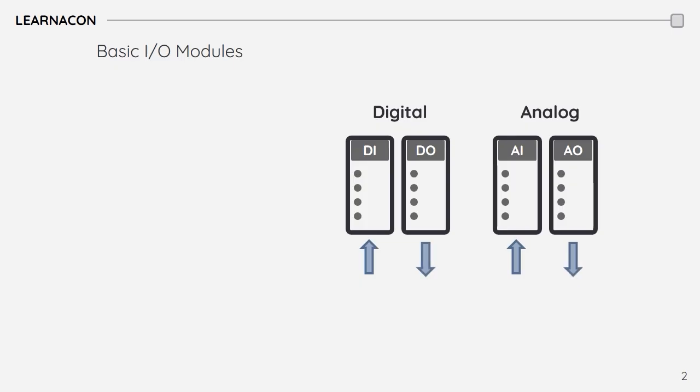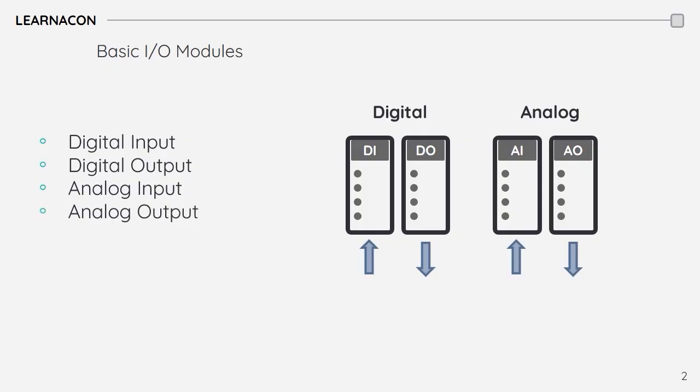So in total, most of the time, you deal with the following 4 types of electronic modules to process or generate input and output signals: digital input, digital output, analog input, and analog output. Most of the time, they are referred to as DI, DO, AI, and AO. Next, we will have a brief overview of each one.